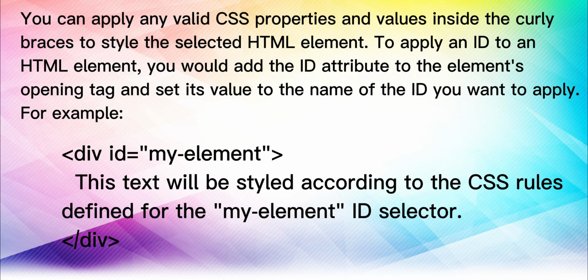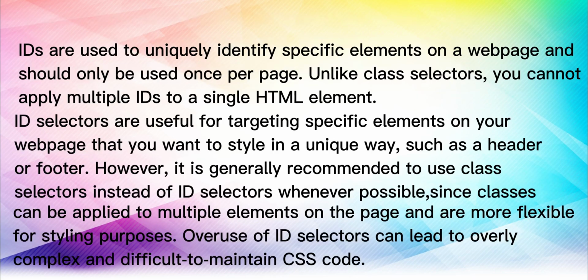To apply an ID to an HTML element, you would add the ID attribute to the element's opening tag and set its value to the name of the ID you want to apply. For example, this text will be styled according to the CSS rules defined for the myElement ID selector. IDs are used to uniquely identify specific elements on a web page and should only be used once per page, unlike class selectors. You cannot apply multiple IDs to a single HTML element.